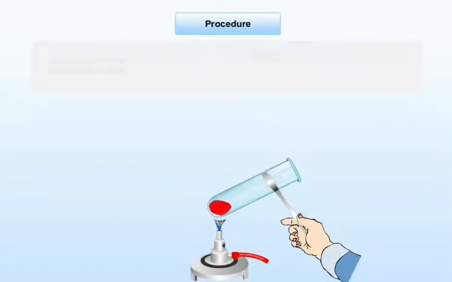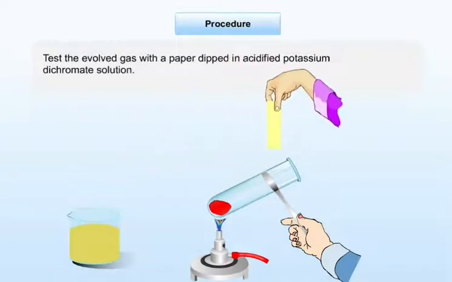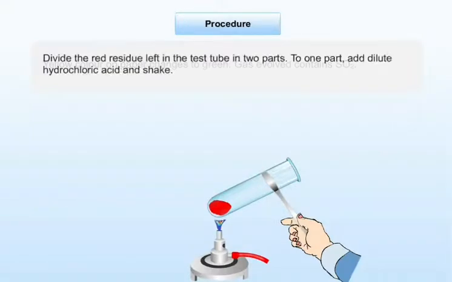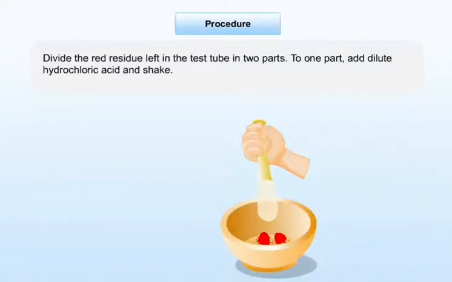Test the evolved gas with a paper dipped in acidified potassium dichromate solution. Yellow color on paper changes to green. The gas evolved contains SO2. Divide the red residue left in the test tube into 2 parts.